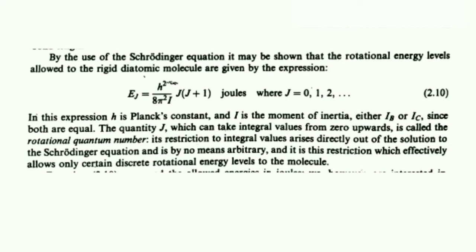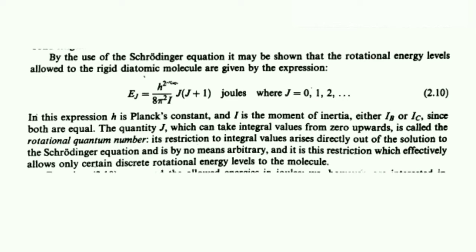By the use of the Schrodinger equation, it may be shown that the rotational energy levels of rigid diatomic molecules are given by the expression Ej equal to h square by 8 pi square I into J into (J plus 1) joules, where J is the rotational quantum number whose values are J equal to 0, 1, 2, 3 and so on. In this expression, h is Planck's constant and I is the moment of inertia, either Ib or Ic, since both are equal. The quantity J, which can take integral values from 0 upward, is called the rotational quantum number.